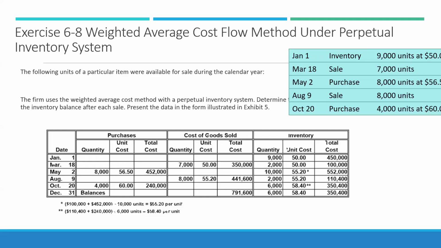And then we purchase some more inventory at $60. We have to use the same approach to recalculate our unit cost once again, and then there's no more sales after that. But then that's our unit cost at the end of the period, going forward in the next period. That's going to be what's used for our inventory.